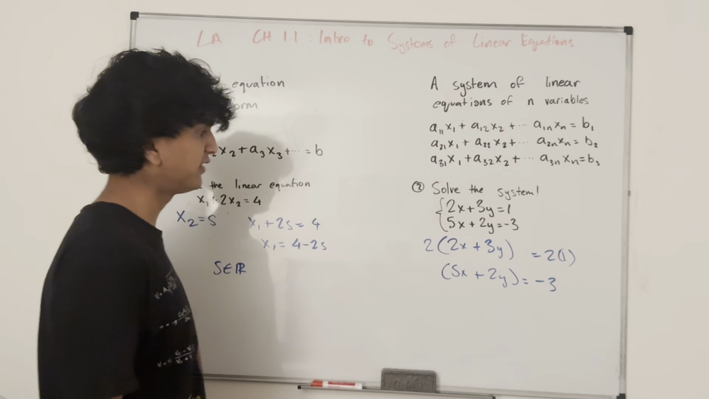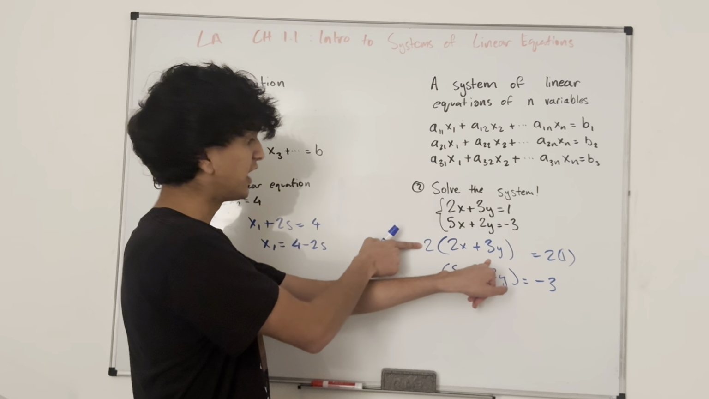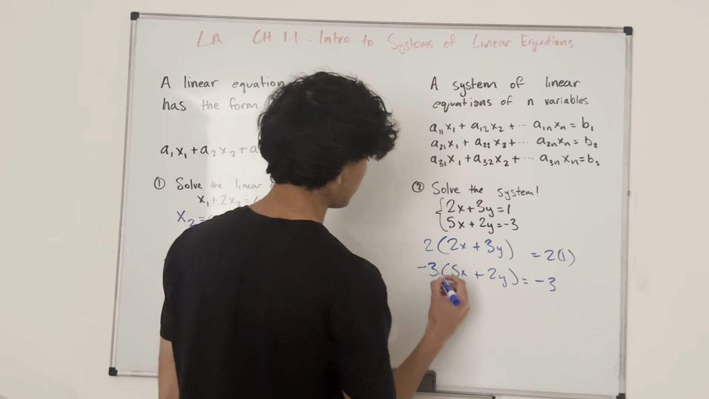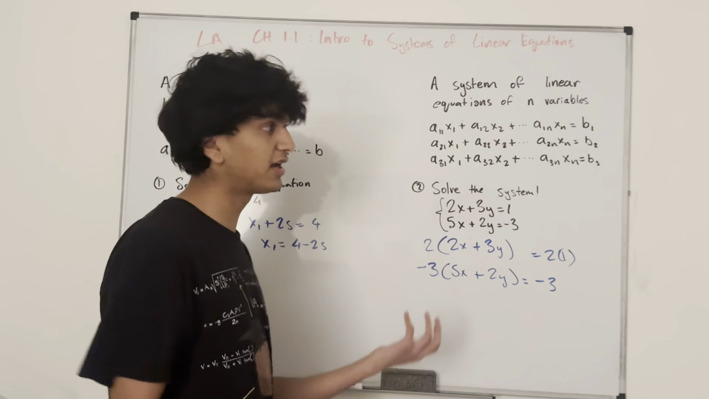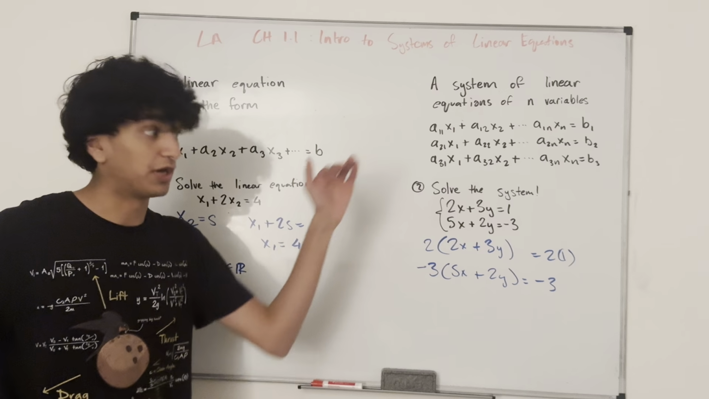Well, what I see is I have the 6y over here, right? And I chose 2 very carefully because if I now multiply the bottom by negative 3, right? 2 times 3 is 6, negative 3 times 2 is negative 6. So when I combine the equations, I'll get rid of a variable.